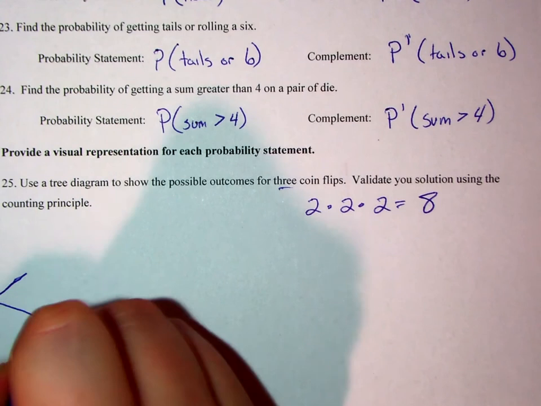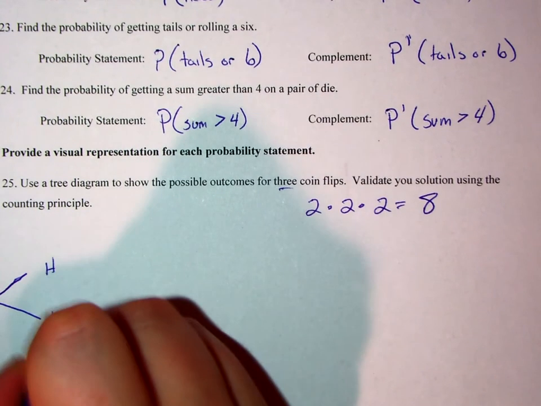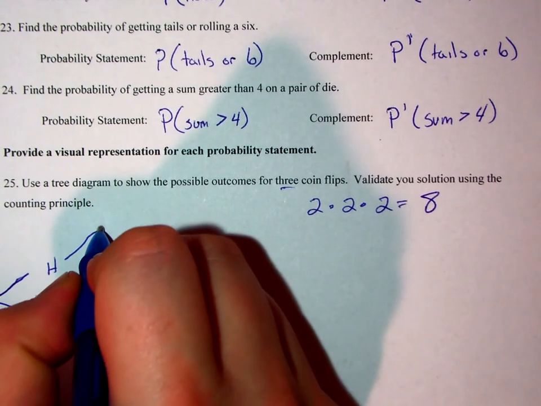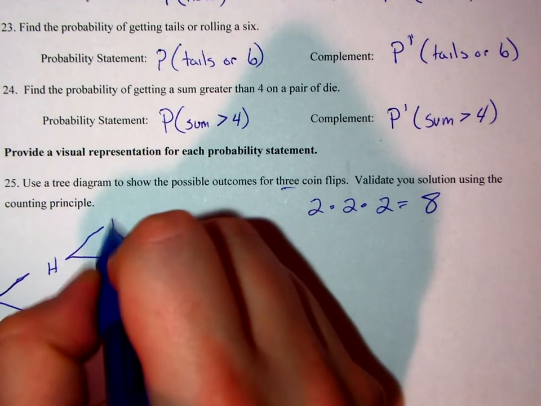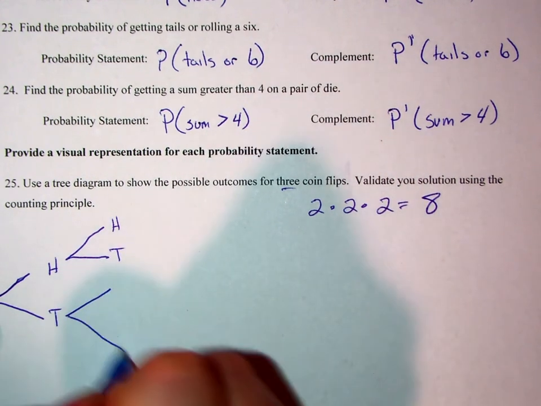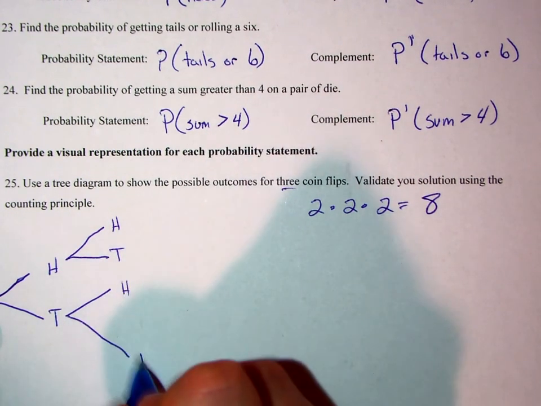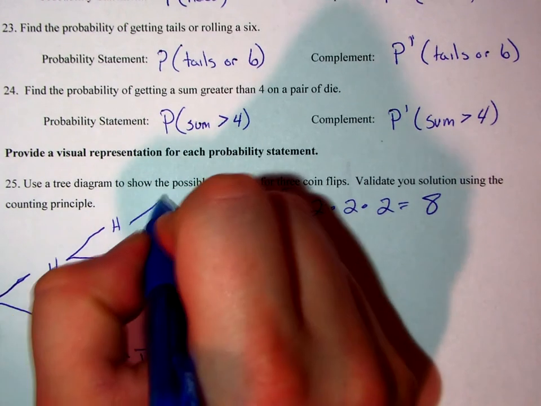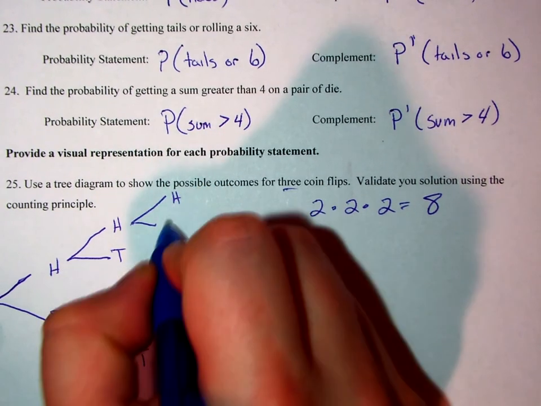So my first outcome is heads or tails. My second outcome, heads or tails. My third flip, heads, tails.